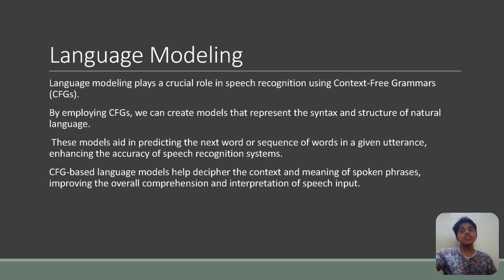For example, CFG rules can enforce grammatical constraints such as subject verb agreement, verb tense, and word order, thereby guiding the recognition process towards more linguistically plausible interpretations of the input speech.